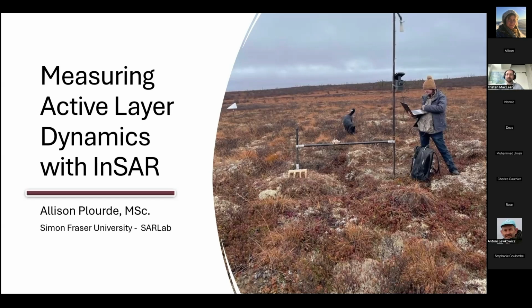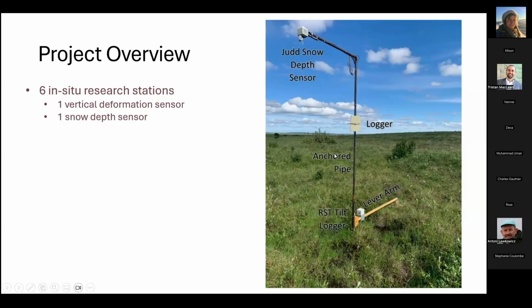So my thesis project has been titled Measuring Active Layer Dynamics with InSAR. And here's a lovely photo of some of the field work that I've done. This is just north of Inuvik along the ITH, and you can see it's in this lovely tundra rolling moraine. Here is another example of one of these in-situ sensors that I have at my sites. I have 6 in-situ stations.